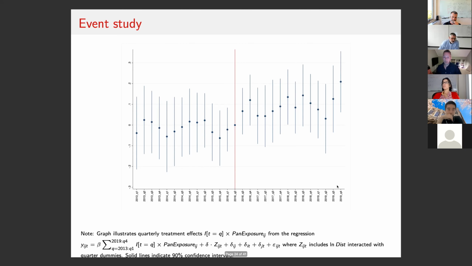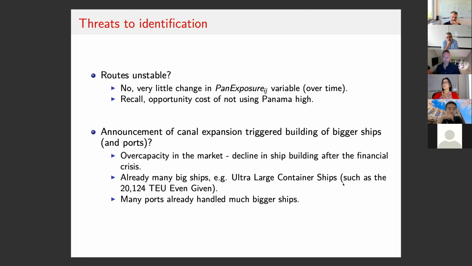Okay, so let me move on. There are some threats to identification here. One thing that has already come up is that routes are also endogenous and might change a lot over time. What we can do with the AIS data is to calculate this Panama exposure variable, potentially in every month of 2016. And at least for the Panama Canal application, this seems to be very stable. The Panama exposure variable does not change much over time in 2016, which we have data for.